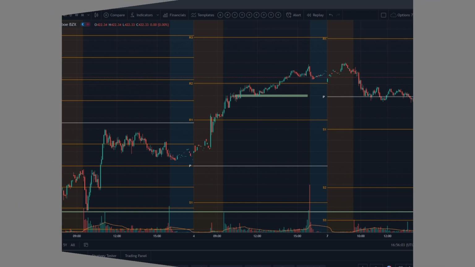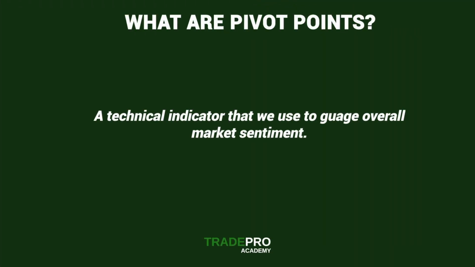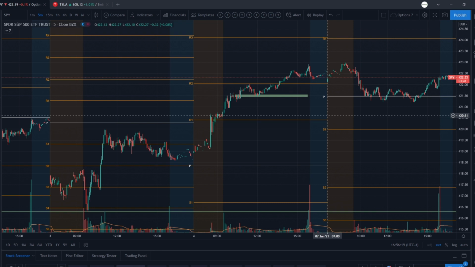Now first, we should talk about what are pivot points before we dive too much into this. A pivot point is a technical indicator that we use to gauge overall market sentiment, and they could be used as support and resistance areas as well. So you can use a pivot point over different time frames, as I'll show you here today. Currently on the screen we've got the daily pivot point, which means that it is calculated based on yesterday's 3 price movements: the closing price from the previous day and the intraday high and low from the previous day.